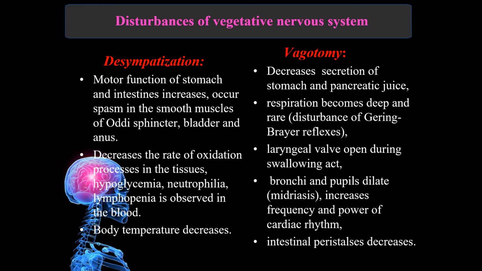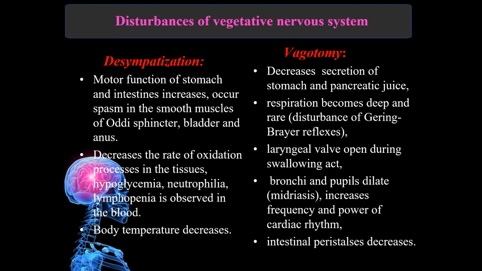Disorders of the vegetative or autonomic nervous system. We know the vegetative nervous system consists of the parasympathetic and sympathetic departments, and its activity is controlled by higher centers located in the hypothalamus. The activity of the hypothalamus is carried out under the control of the cerebral cortex, and most organs have both sympathetic and parasympathetic innervation. Sympathetic and parasympathetic nerves have an antagonist effect on the organ functions.